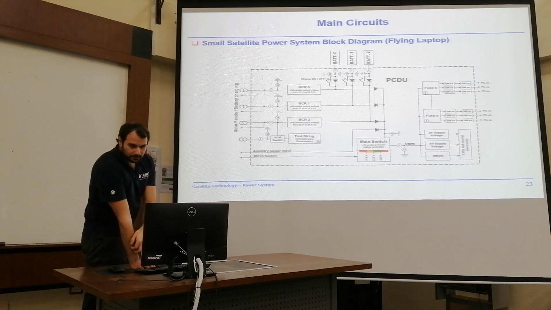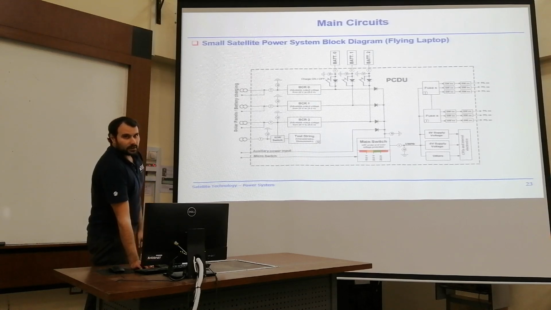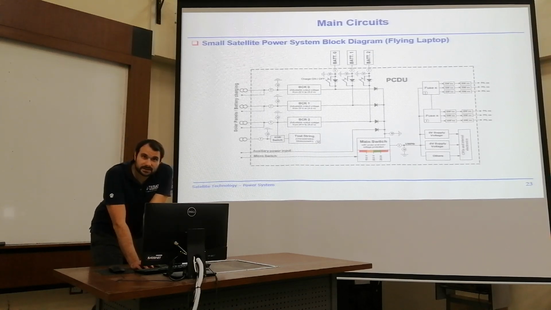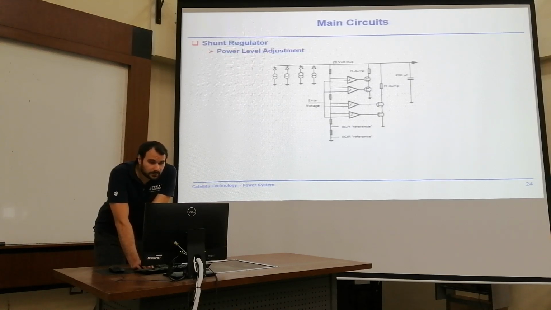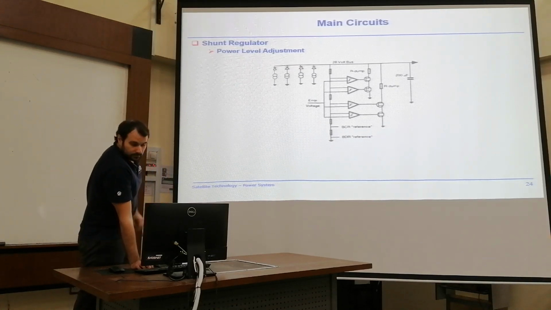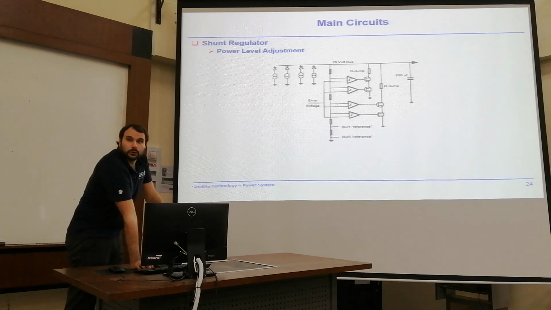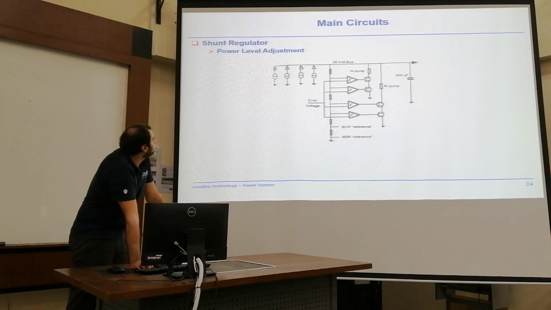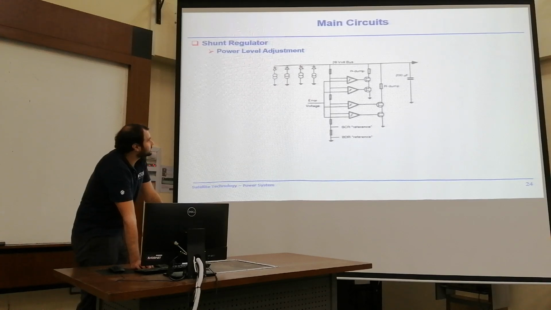So far so good. We have been talking about the shunt regulator, the BCR and the BDR. I just want to give you a short overview of how they could be built up, and then we will conclude for today. This is an example for the shunt regulator for the power level adjustments.